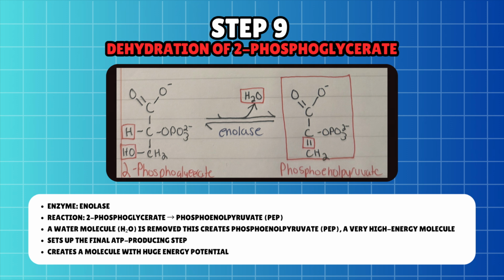Moving on to step 9, we have the dehydration of 2-phosphoglycerate. The enzyme being used in this reaction is enolase. The reaction is 2-phosphoglycerate and then ends with PEP, or phosphoenolpyruvate. This PEP is a very high energy molecule, and step 9 is a really crucial step because it's going to set up the final ATP producing step.